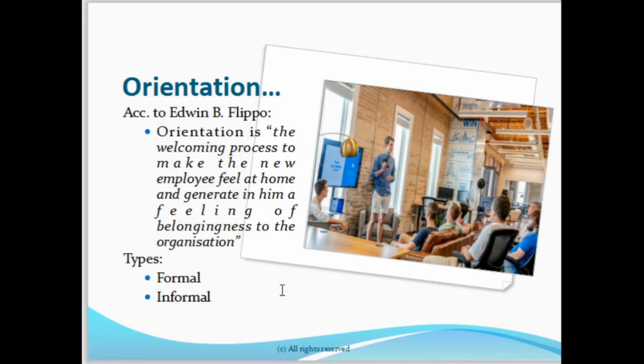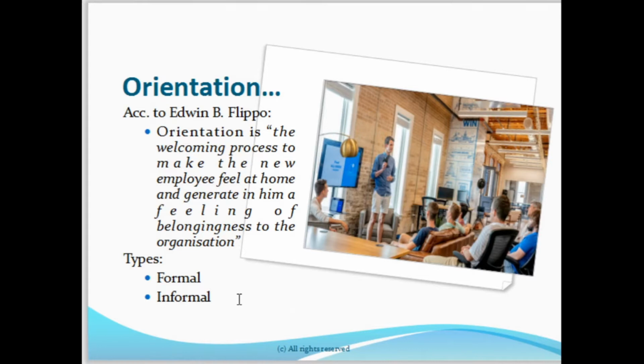There are two types of orientation program that are usually observed, the formal one and the informal one. Formal, usually referred to as structured also, follows a sequence, and this is carried out mostly in the big firms or the MNCs. However, the informal one is a kind where there is no sequence, and this kind of orientation program is observed in small firms, like a small proprietary firm or related.